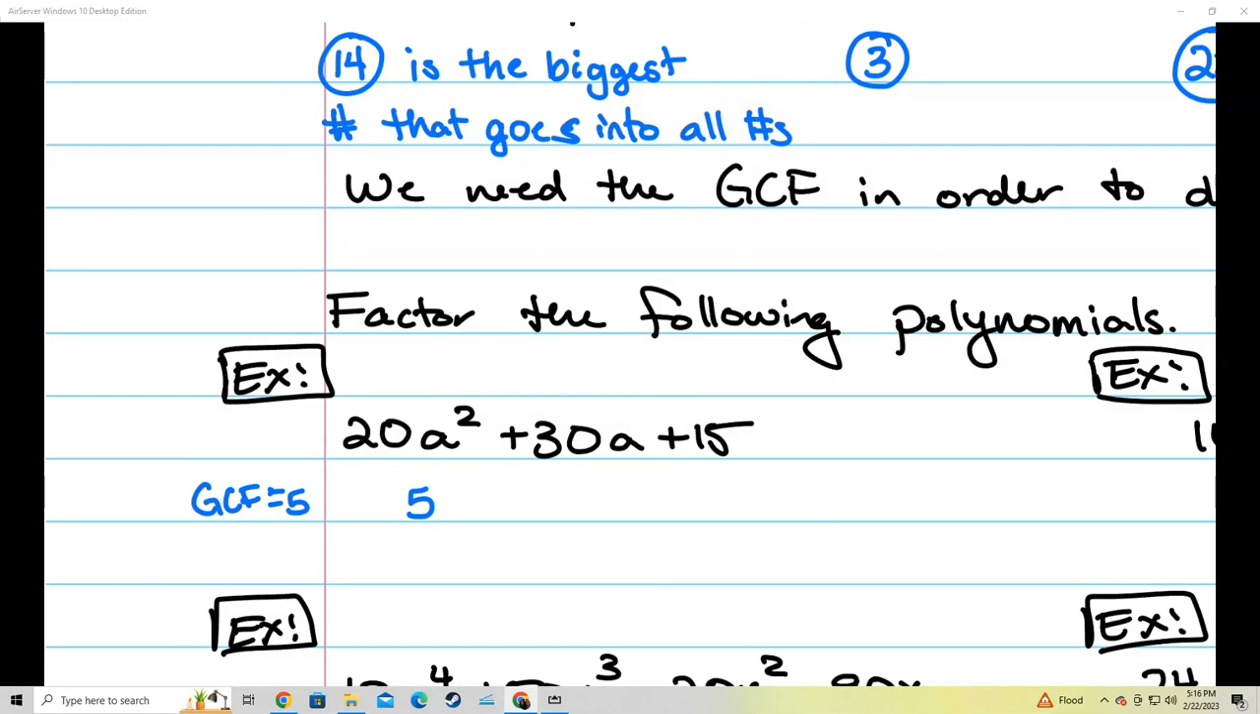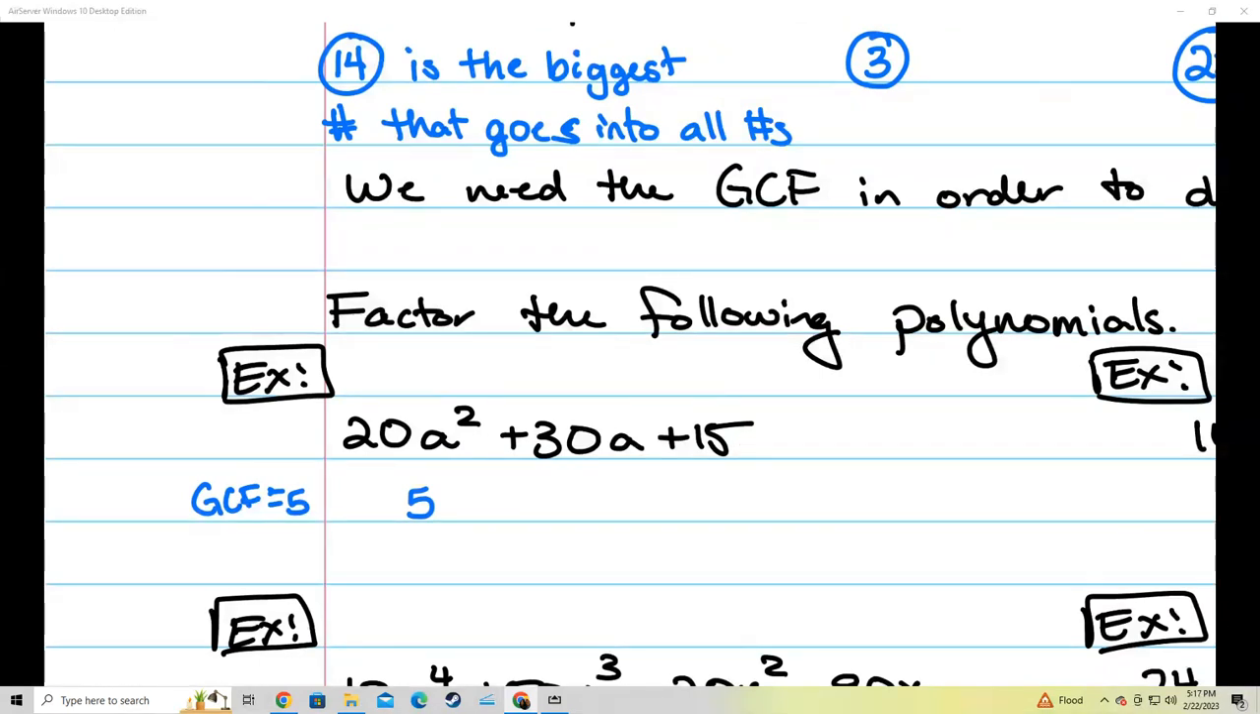As far as the variables are concerned, I see that there's two A's here, there's an A here, but there are no A's over here. So I can't say that the GCF is 5A because this does not have an A for me to be able to pull one out. All right, so the GCF is going to be 5.